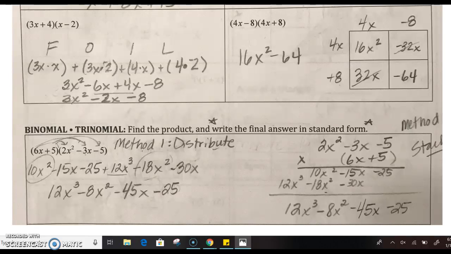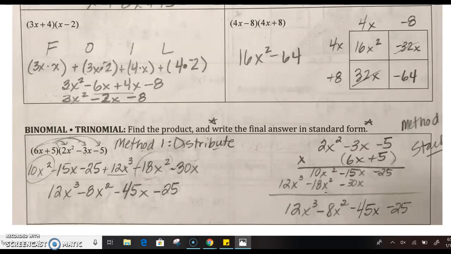So I did 5 times 2x squared is 10x squared. 5 times negative 3x is negative 15x. 5 times negative 5 is negative 25. Then you have to go back and distribute the second term in the binomial. So 6x times 2x squared is 12x cubed. 6x times negative 3x is negative 18x squared, and 6x times negative 5 is negative 30x.